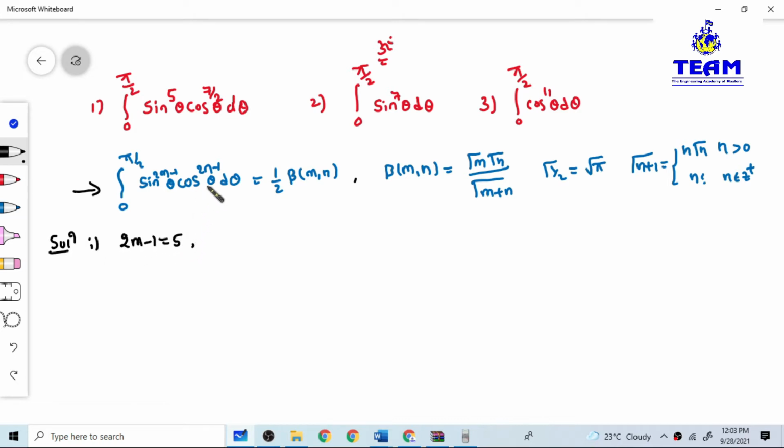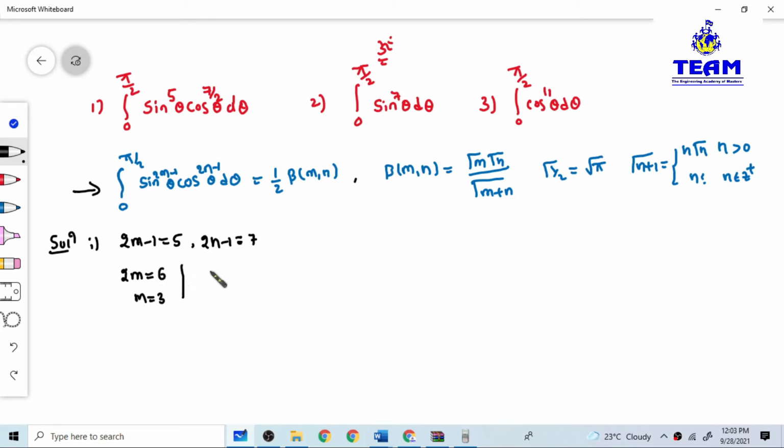Next, you have cos to the power of 2n minus 1 in the formula, but in the problem cos to the power of 7 by 2. So what can I say? 2n minus 1 value is 7 by 2. Now I want to find the values of m comma n, because we are expressing this sine term and cosine term in terms of beta of m comma n. So I am finding m value and n value. So 2m is equal to 6 here, then m is equal to 3.